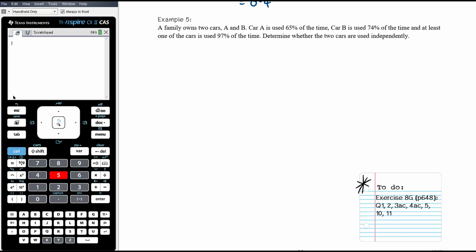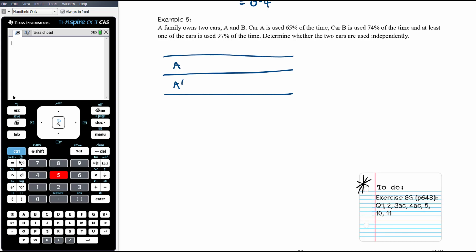A family owns 2 cars, A and B. Car A is used 65% of the time, car B is used 74% of the time, and at least one of the cars is used 97% of the time. Determine whether the 2 cars are used independently. Okay, so again, I'm going to think about car A being used or not used. Car B can be used or not used. Total probabilities of 1.